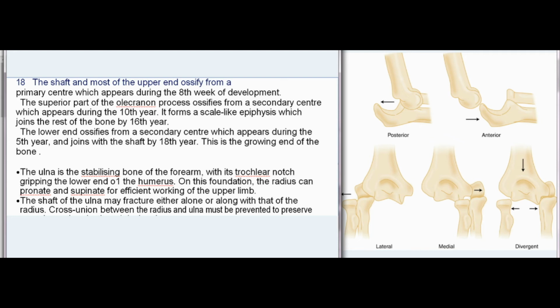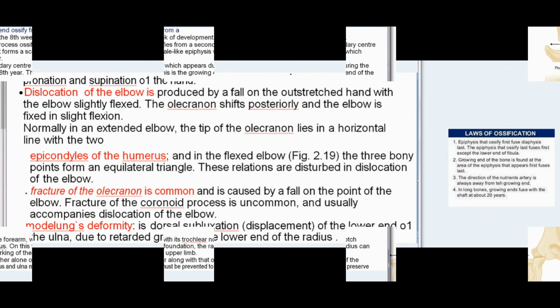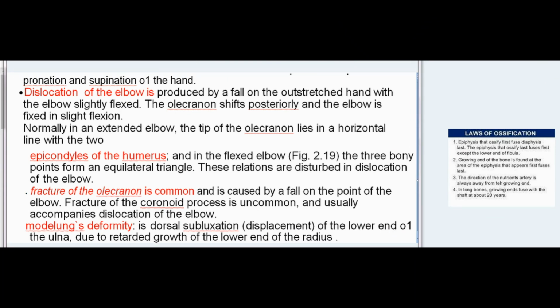The ulna is the stabilizing bone of the forearm, with its trochlear notch gripping the lower end of the humerus. On this foundation, the radius can pronate and supinate for efficient working of the upper limb. The shaft of the ulna may fracture either alone or along with that of the radius. Cross-union between the radius and ulna must be prevented to preserve pronation and supination of the hand.